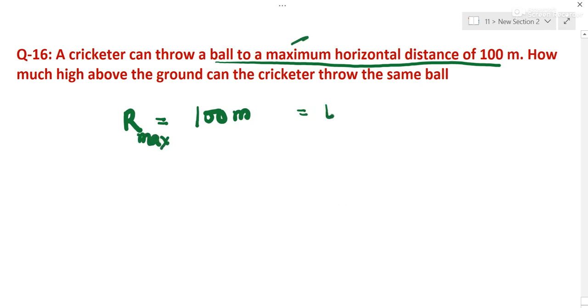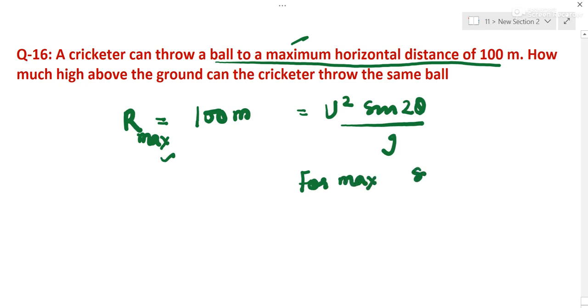See, formula of range is u square sine 2 theta by g. Now for maximum range, sine 2 theta should be 1. Okay, for maximum range the trigonometric value should be 1. So 100 is equal to u square by g.